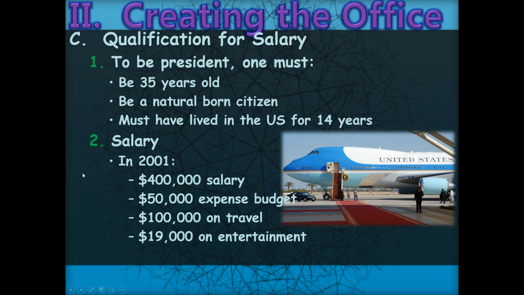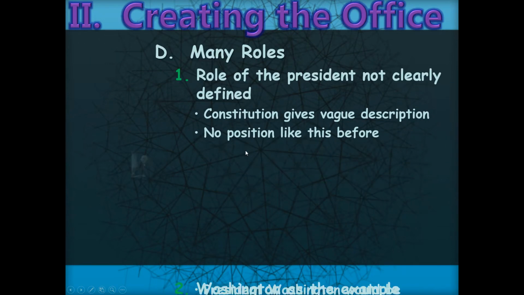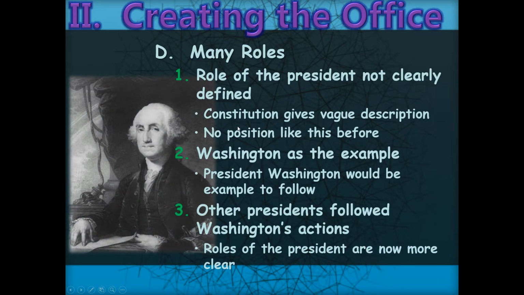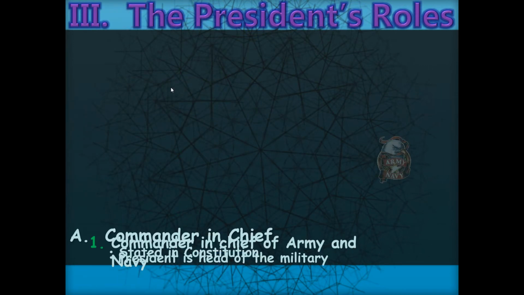Qualifications, we don't need to worry so much about the salary right now. You went over that already. Just to recap, though, qualifications, you have to be 35 years old, be a natural born citizen, which we don't necessarily know exactly what that means. But the courts have kind of agreed that you have to have been a citizen from birth, not a naturalized citizen. And you have to have lived in the U.S. for 14 years. And then, like we said, President Washington pretty much set the example for what it meant to be president, and other presidents followed in his path.